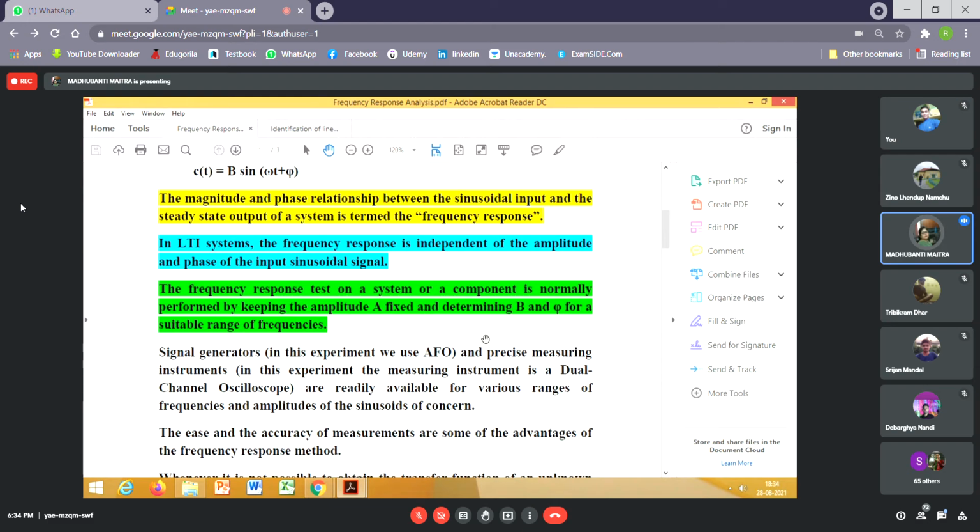So if we can determine B and phi for a particular frequency, then you will be able to find out the gain and the phase shift at that particular frequency. And if we can determine B's and phi's for a range of frequencies, then we can sketch the gain versus frequency plot, and the phase shift versus frequency plot. These two plots together, dB gain versus frequency and phase versus frequency, are called the Bode plot.